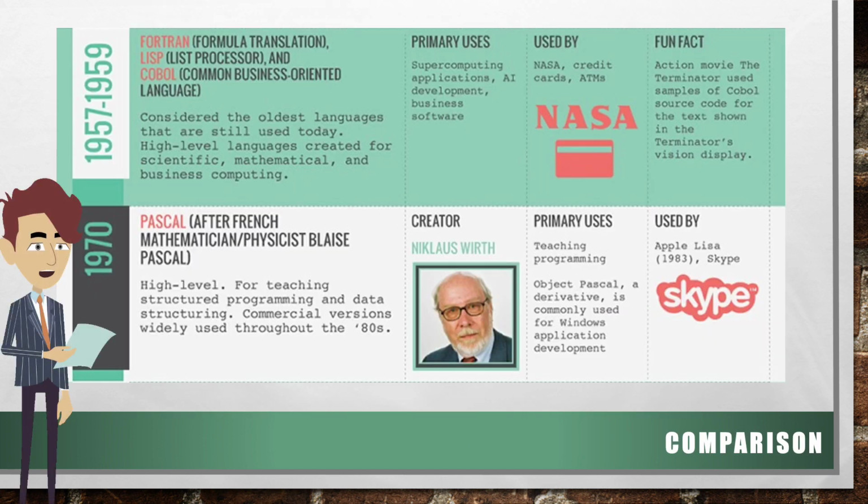Here we have several comparisons of selected programming languages. By the years 1957 to 1959, Fortran or Formula Translation, Lisp or List Processor, and COBOL or Common Business Oriented Language were considered the oldest languages that are still used today. These are high-level languages created for scientific, mathematical, and business computing.